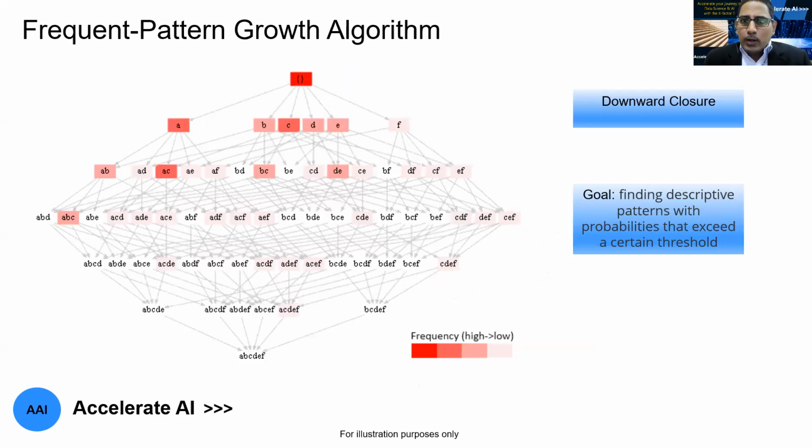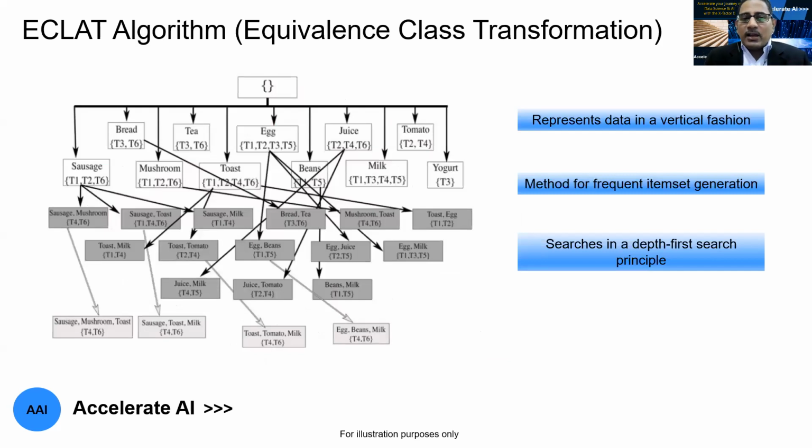Similarly, there are other algorithms. We will not go deep into it, but for the frequent pattern growth algorithm, the intuition is that frequency can never increase when we add a new item. It can only decrease. This is called the downward closure. That's where the objective of finding descriptive patterns with probabilities that exceed a certain threshold is where we use frequent pattern algorithms. Similarly, there is something called Equivalence Class Transformation, ECLAT. It represents data in a vertical fashion. It's slightly different. It searches using a depth first search approach, and this is another algorithm as well.